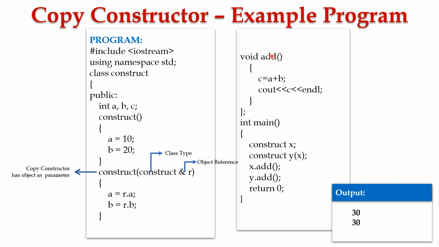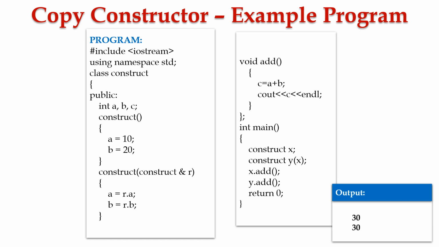Next we have declared the function add with void return type, where we perform addition operation of A plus B and assign the value of A plus B to the variable C. Next, using the cout statement, we have displayed the value of the variable C to the user.